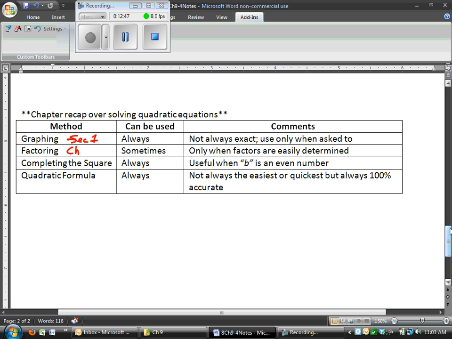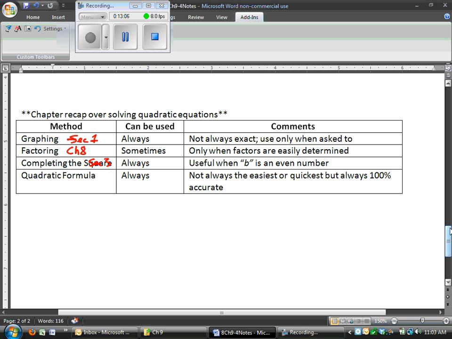Factoring was back in chapter 8. Okay? It can't always be used. Remember, there was times where we couldn't factor stuff, and we said it was prime. Okay? So you really only want to do that when you can look and determine quickly what the factors were. Completing the square was section 3.